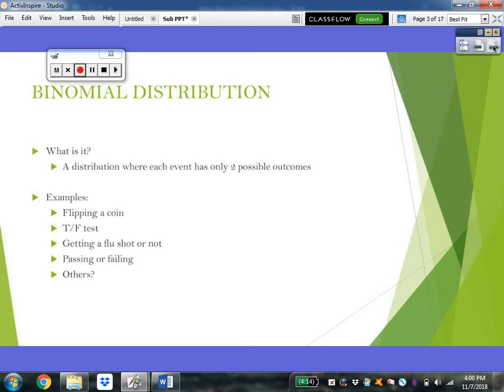So next up, a binomial distribution. So what exactly is a binomial distribution? It's a distribution where each event only has 2 possible outcomes. So if you flip a coin, you can either get heads or tails. If you take a true or false test, you either write true or false. If you're getting a flu shot, you either get the shot or you don't. In class, you either pass a class or you fail a class. You might also have a phone or you don't have a phone. So anywhere where there are 2 possible outcomes, that's a binomial distribution.